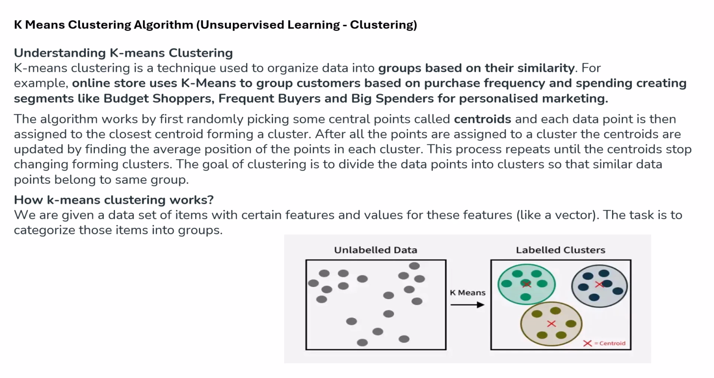This algorithm works by first randomly picking some central points called centroids, and each data point is then assigned to the closest centroid, forming a cluster. After all the points are assigned to clusters, the centroids are updated by taking the average position of the points in each cluster. This process repeats until the centroids stop changing, forming the final clusters.